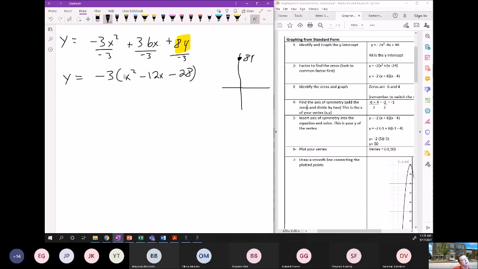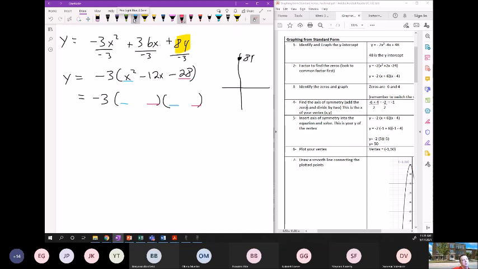Does everybody understand what I just did there? Okay, I took out the -3, right, of everything. So I common factored it out. Now we're left in a position where we can factor this. 2 things that multiply to make this, and 2 things that multiply to make this, but also add up to make this middle term.